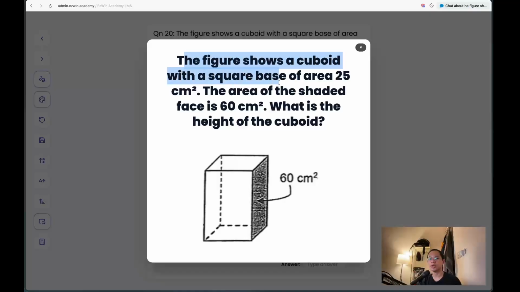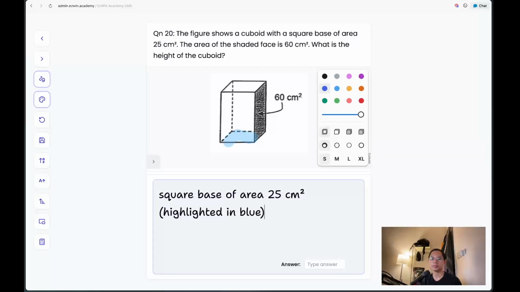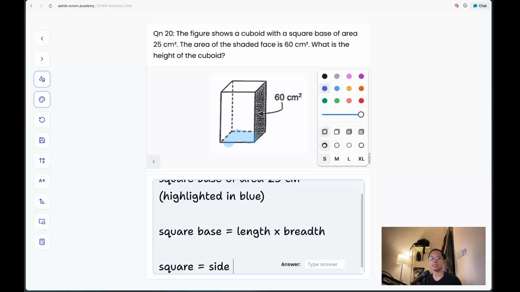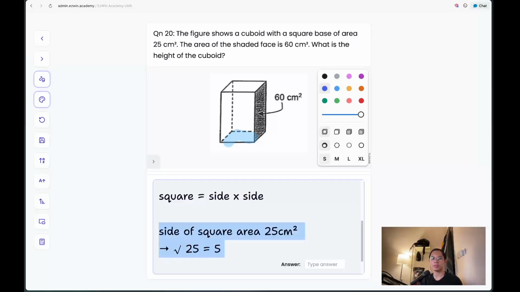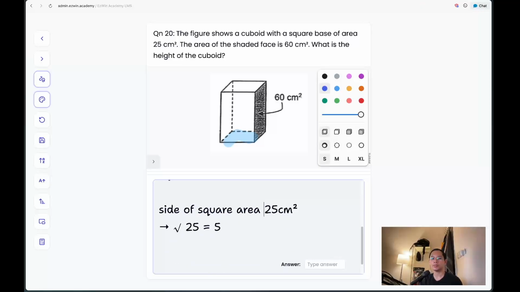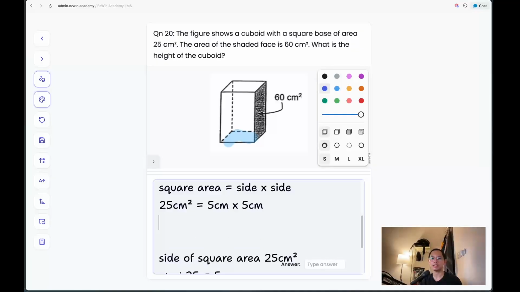Question 20. The figure shows a cuboid with a square base of area 25 centimeters square. The area of the shaded face is 60 centimeters square. What is the height of the cuboid? Okay, so if the square base is 25 centimeters square, like this. Okay, so I'm going to highlight this in blue. So that means square base is basically equal to length times breadth, right? So square also means side times side. So you can either square root 25, which is equal to 5, or say square area is side times side. So that means 25 centimeters square is basically equal to 5 centimeters times 5 centimeters. So that means side equal to 5 centimeters.